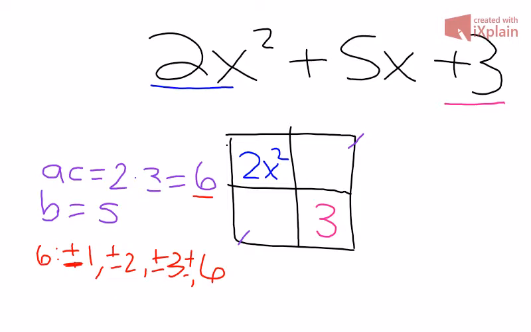Alright, so now let's think. We want to add to a positive 5. So we're not going to add any negative numbers. So I'm going to just take out all those negatives. So we're only looking at positive values. Well, 1 times 6 does give us our 6, but 1 plus 6 gives us 7, not 5. So let's look at 2 and 3. 2 times 3 is 6, and 2 plus 3 is 5.